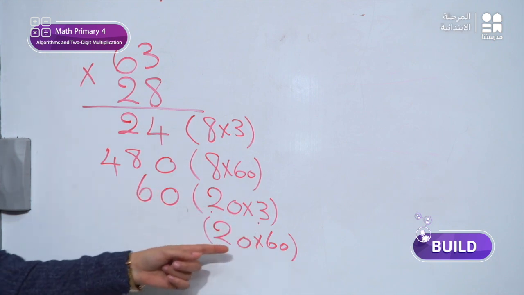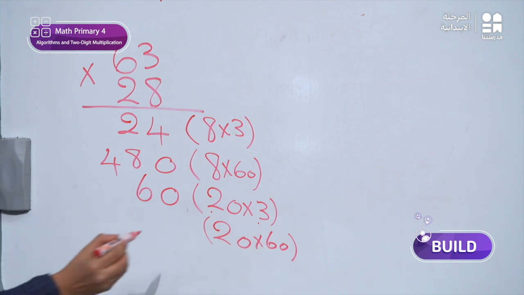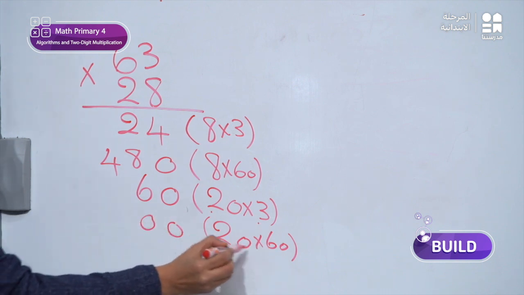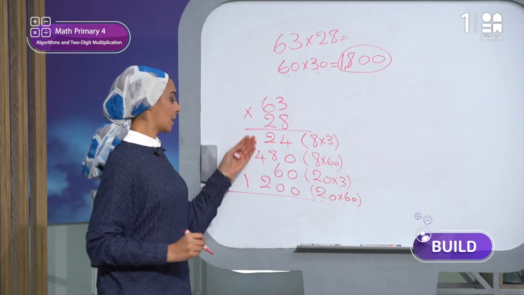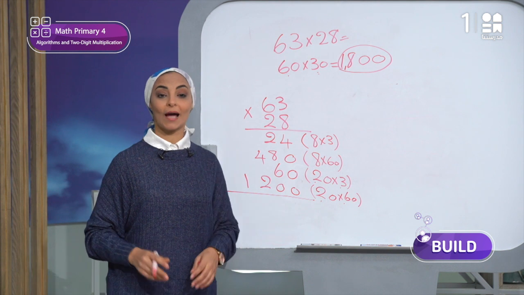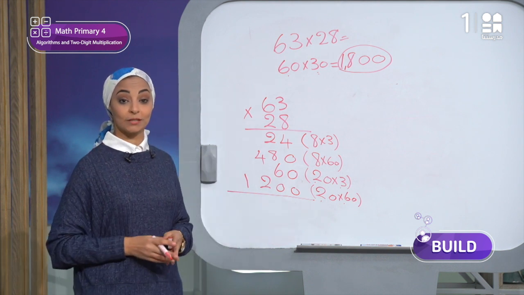The last one, 20 times 60. I'll put the 2 zeros here. Then 2 times 6 equals 12. I will put it like this. Then what should I do? Yes, I will add all the partial products together.